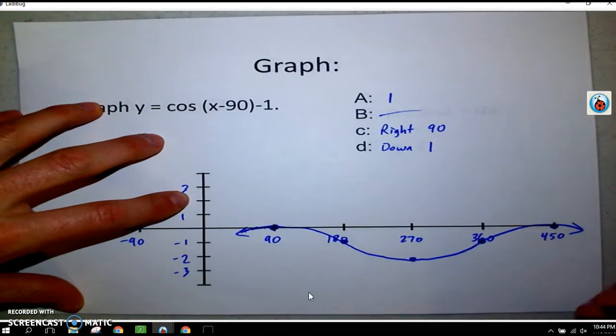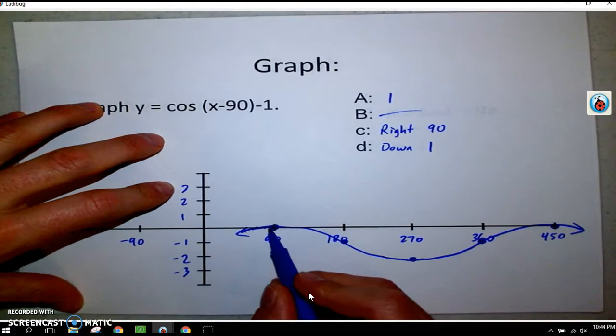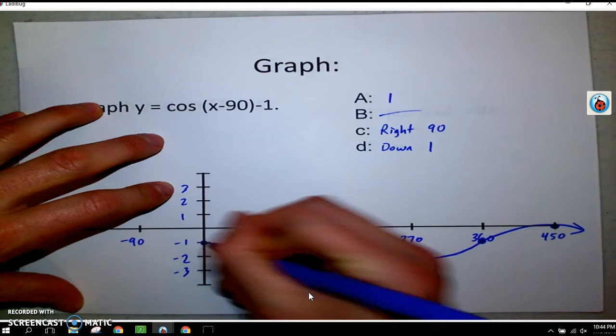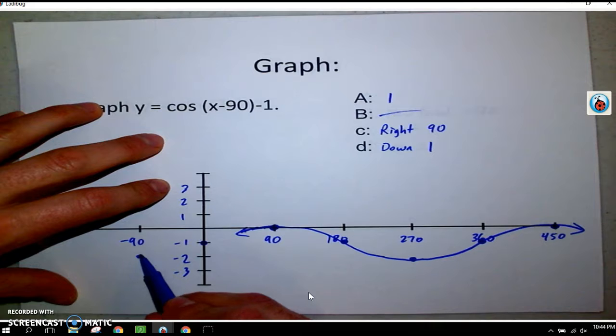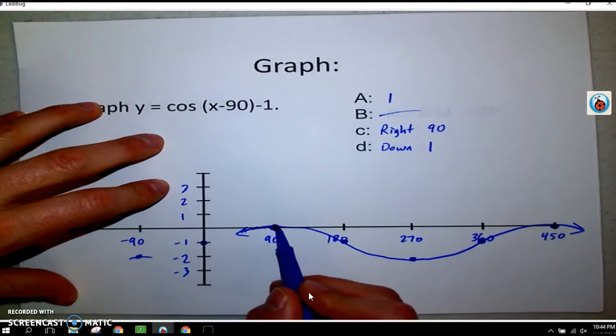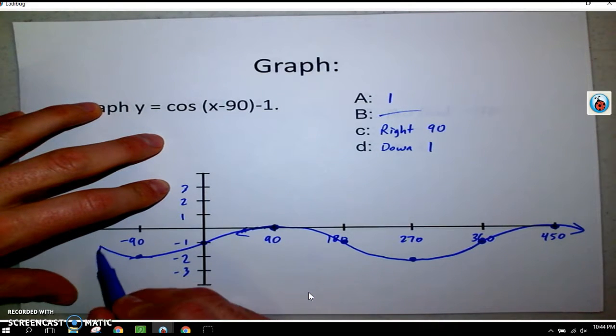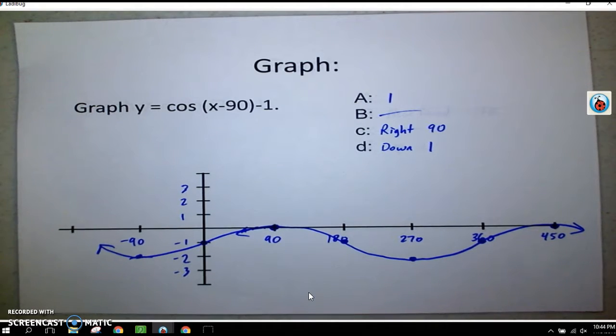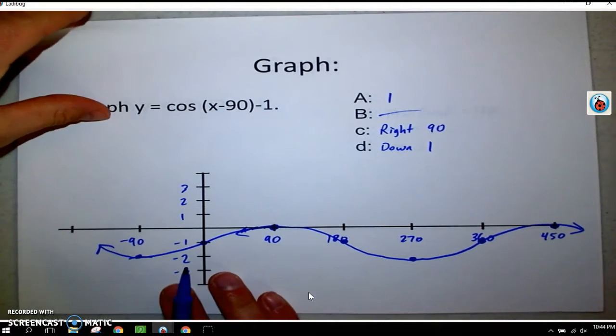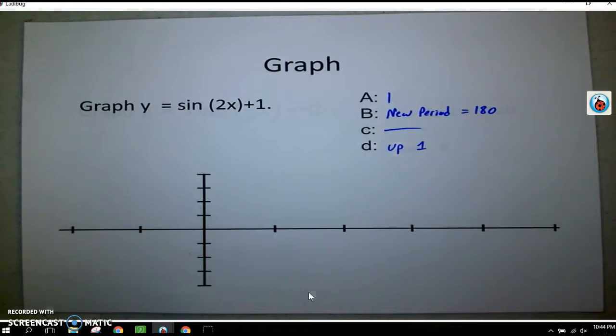And I will put some arrows at the end of these. If I did need to continue this, the next point to the left would go down 1. The next one would go down again, and then I'd hit that local minimum over there. And so here we are.